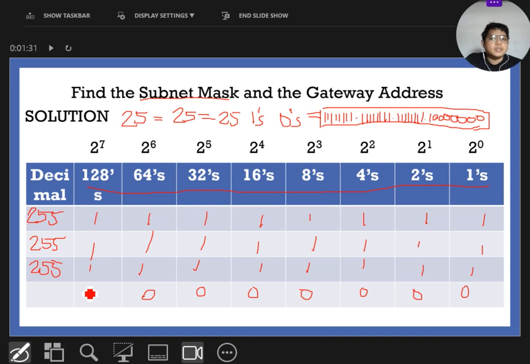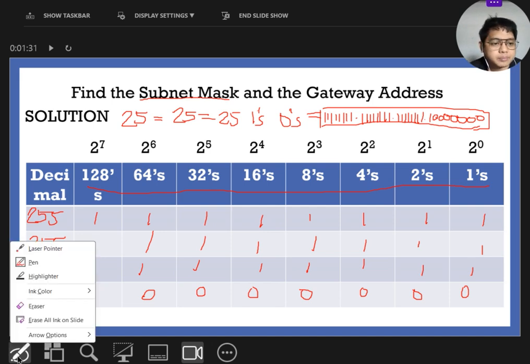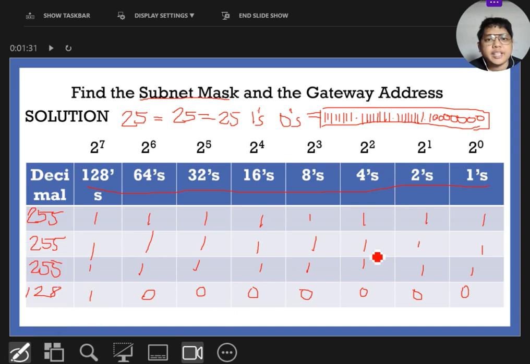How about the last one? Since there is only one 1 that has a value, we write 128 here. Therefore, this is our subnet mask: 255.255.255.128.